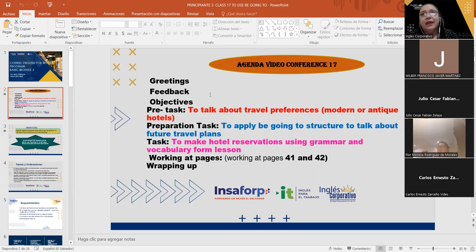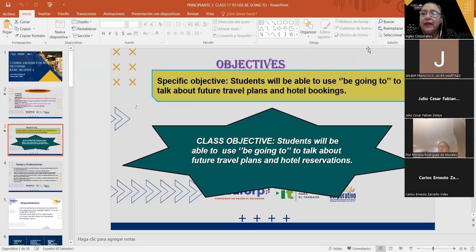So in the agenda for today, as every single day that we have been meeting in this virtual classroom, we have greetings, feedback. One of you is going to help me read the objectives. In the pre-task for today, we have to talk about travel preferences, modern or antique hotels, which is your favorite. For the preparation task, we apply the be going to structure to talk about future travel plans. And the task is to make hotel reservations using grammar and vocabulary from the lesson. I expect that we are going to be working today on pages 41 and 42, and at the end, the wrapping up of the class. And obviously, one of you is going to stay with me for the one-on-one session after class, okay?